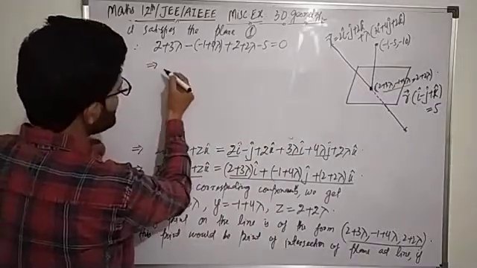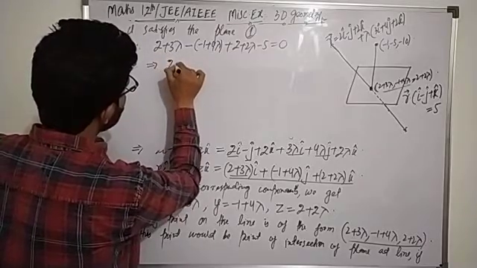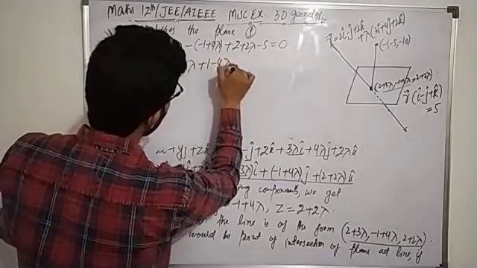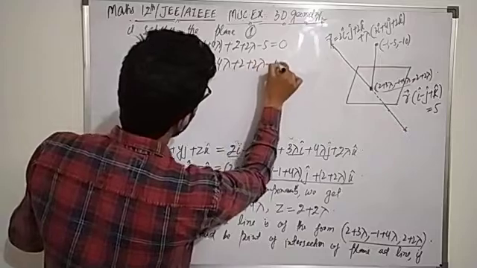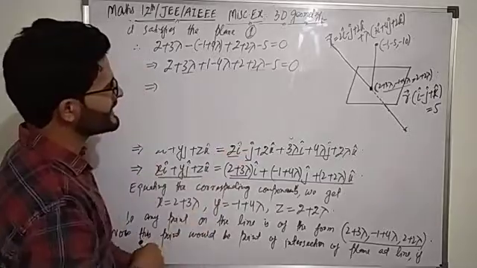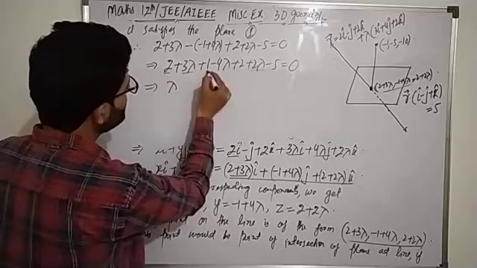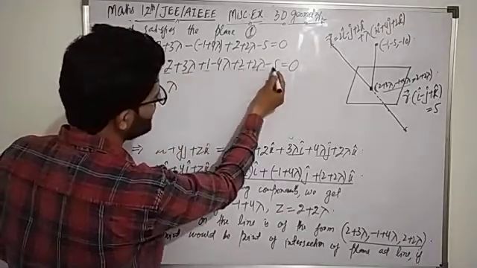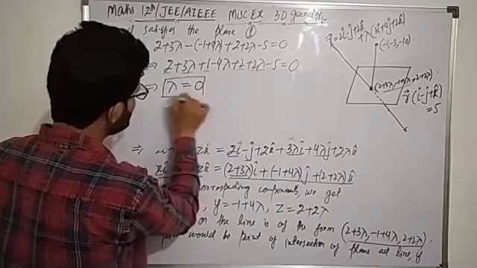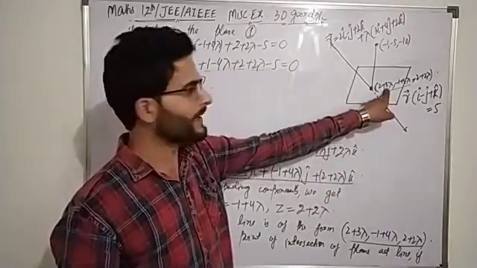So this can be written as 2 plus, first we are going to simplify this, that is 2 plus 3 lambda minus into minus 1, that is plus 1, minus 4 lambda plus 2 lambda minus 5 is equal to 0. Implies 3 lambda plus 2 lambda, that is 5 lambda minus 4 lambda, that's lambda, right? Now 2 plus 1, that is 3, plus 2, that is 5 minus 5 is 0. So lambda plus 0 is equal to 0, means lambda must be equal to 0. Put the value of lambda here, you can find the coordinates of the point of intersection.